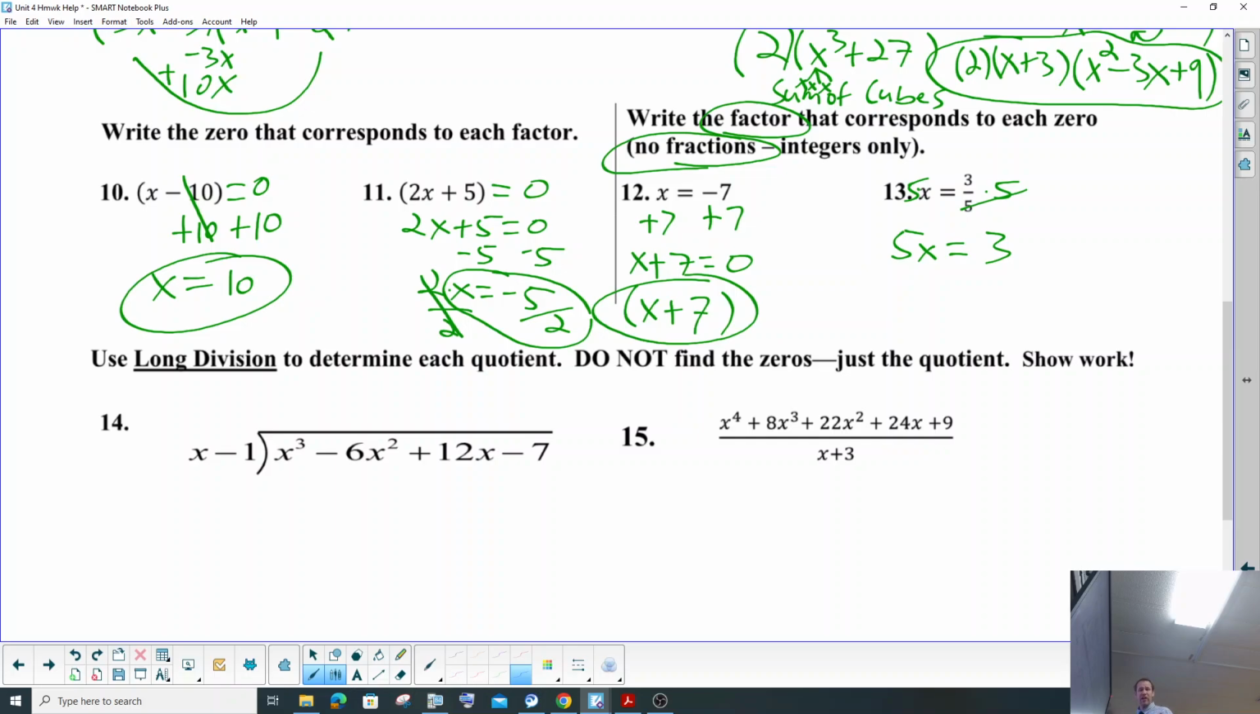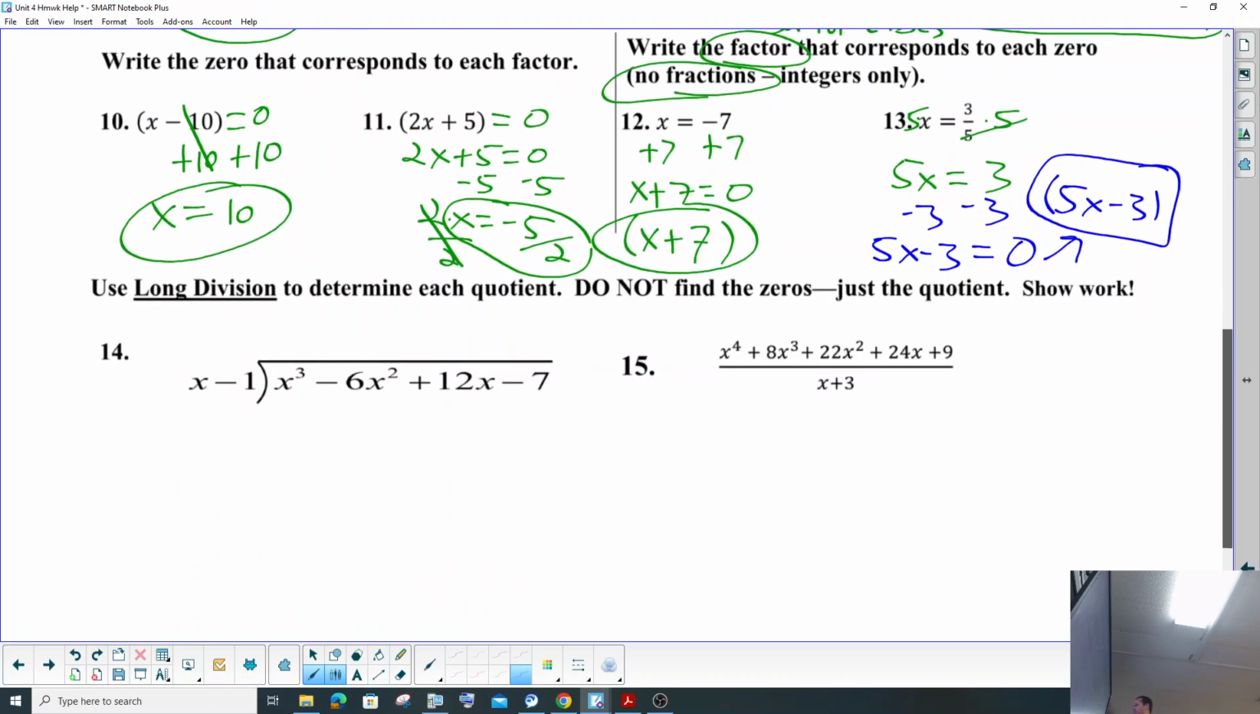Remember, reverse engineering it back. So how do we get the 3 over now? So now we'll go ahead and minus that 3 over to this side. So we get 5x minus 3. 3 minus 3 is 0. Good. So now we just put parentheses around it, and we're back to factored form. So 5x minus 3 in parentheses is our answer.